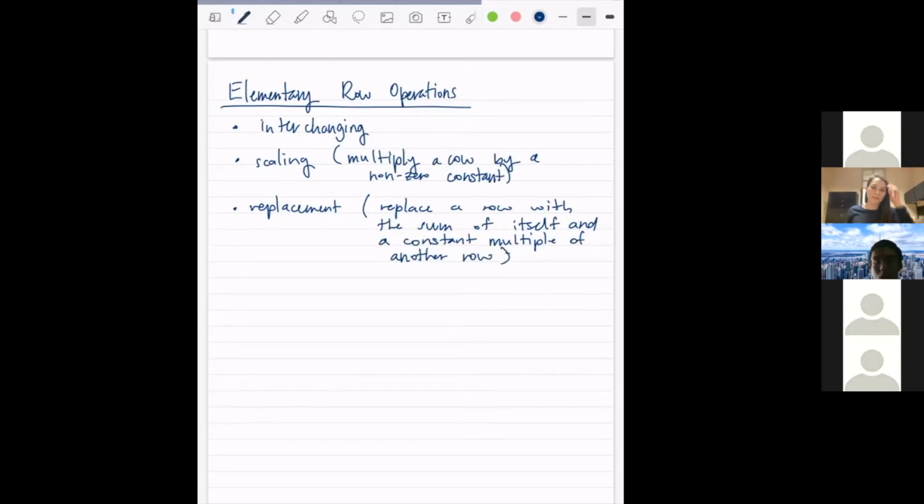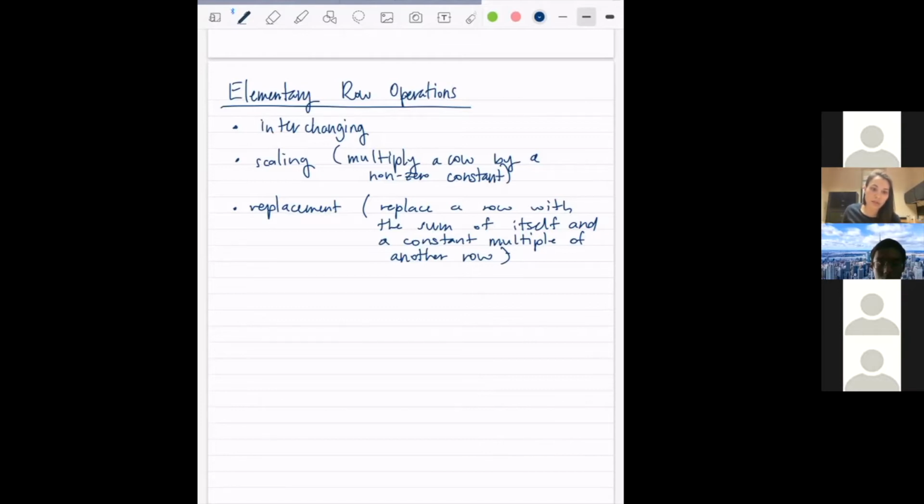Okay. I have a question. Can you do the other way around? Sum a constant multiple of itself and another row? Or does the scaling have to be on the other row that's being summed? No, you could scale both at the same time. Okay. But you could also split it into two steps and scale first and then do the replacement. So the more things you do at once, the more likely you are to make a mistake. So just be careful when you're doing this. Okay, so those are our three elementary row operations.